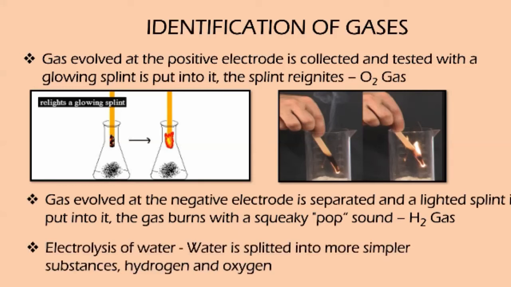So, from this experiment, we can come to the conclusion that electrolysis of water splits the water into simpler substances such as hydrogen and oxygen. Now, let us have a look at these experiments.